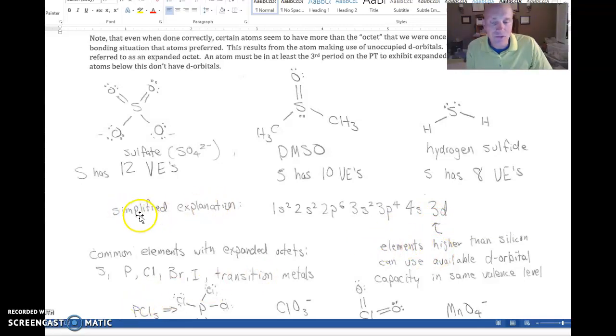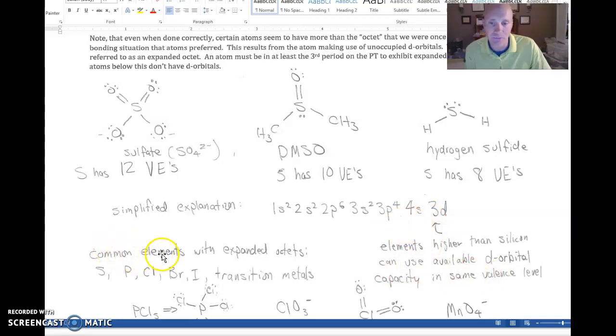So again, this is a relatively simplified explanation. A more technical explanation gets into something called orbital hybridization, which we'll talk more about when we get to organic chemistry. But just keep in mind that whenever you have elements that are higher than silicon, they can use the available d orbital capacity to help accommodate some of the bonding.